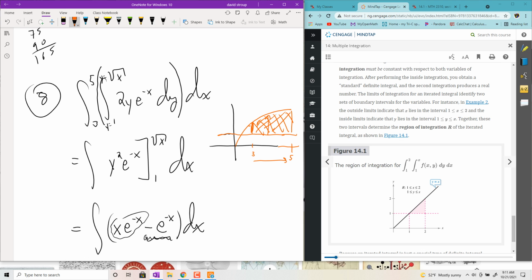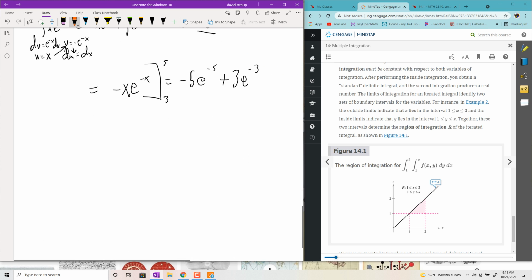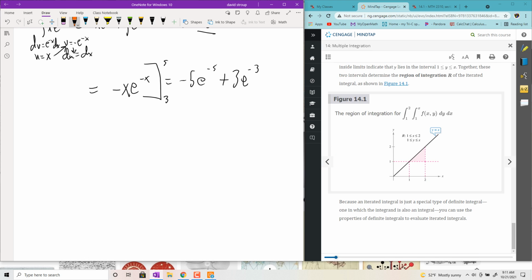Okay, so they kind of want you to be able to identify those regions off of the limits of the integral, and then they want you to be able to set up integrals based off of the geometric region that you're working with. Okay, so that's kind of what they're talking about there in figure 14.1.